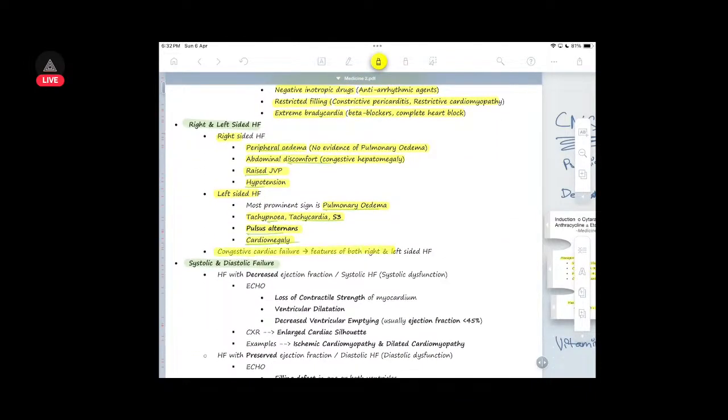In congestive cardiac failure, there are features of both right and left sided heart failure. Hypotension, abdominal discomfort, congestive hepatomegaly, peripheral edema, no evidence of pulmonary edema in right sided failure. Here you have pulmonary edema. This is one important point.